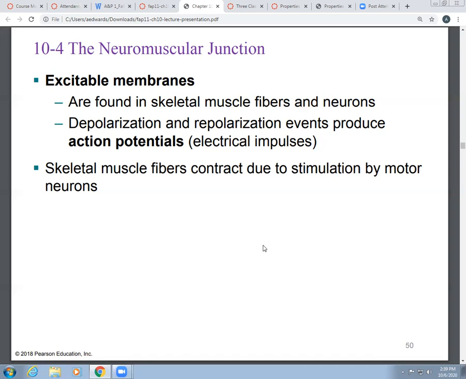And so why do skeletal muscle fibers contract? Well, it's because of these excitable membranes inside of motor neurons, or inside of your muscles that get stimulated by motor neurons. So the motor neurons stimulate an excitable membrane in your muscle. Okay, it causes depolarization, you get a contraction.